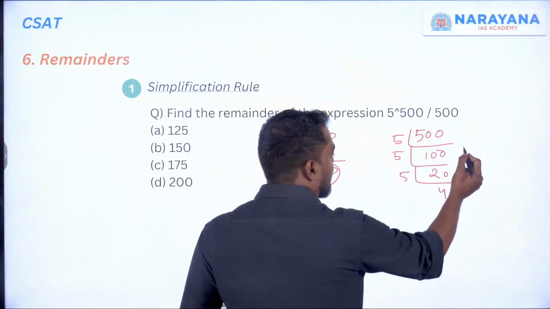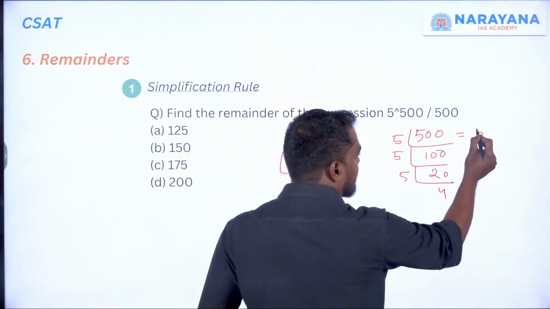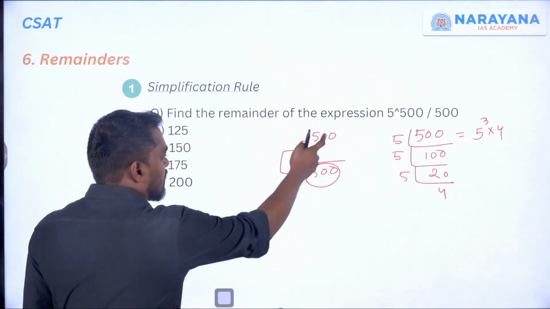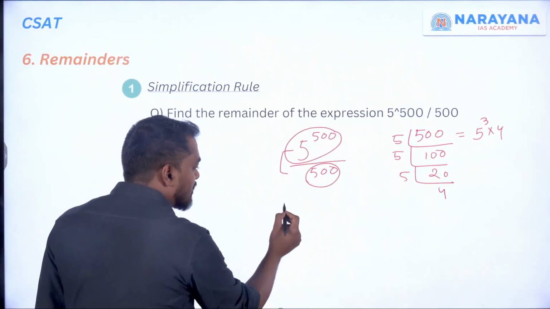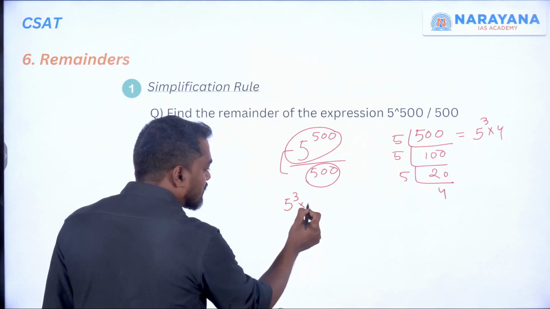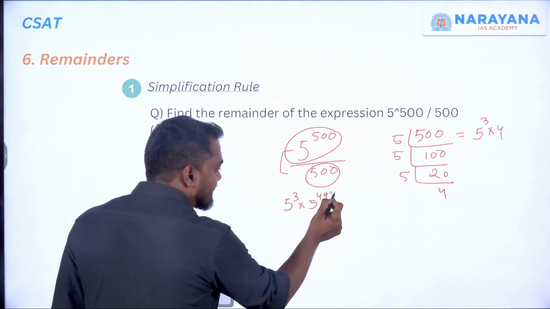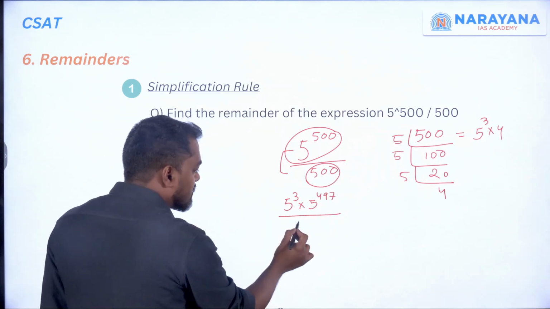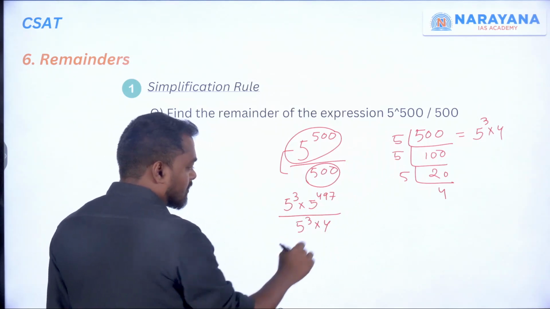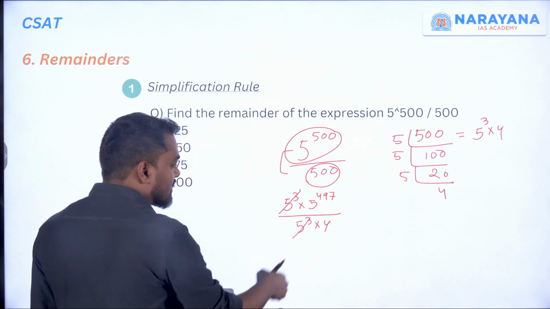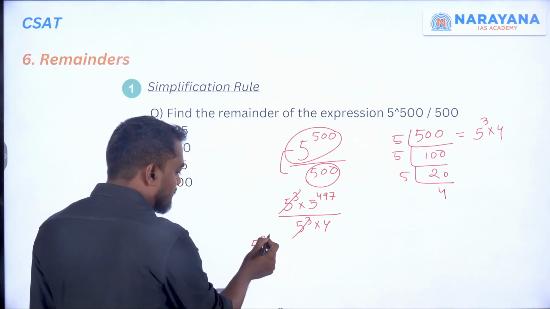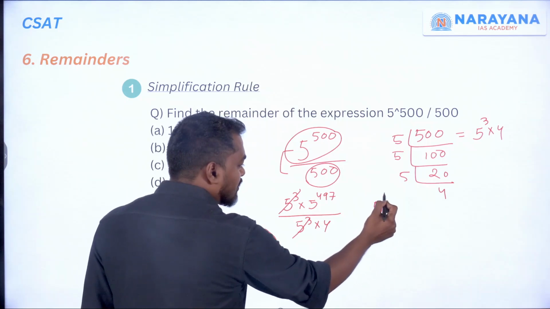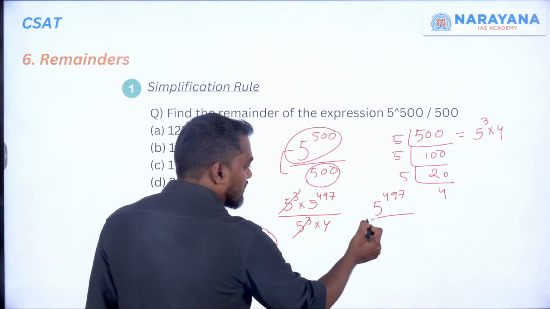right? Now if you see, this 500 can be written as 5 cube into 4. Now this 5 to the power 500 can also be written as 5 cube into 5 to the power 497, right? Divided by, what is 500? 5 cube into 4. Now you can take this out, write it separately, 5 cube. Now what is the remaining expression? 5 to the power 497 divided by 4.